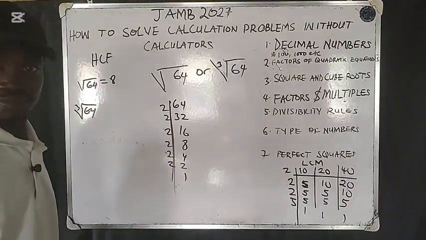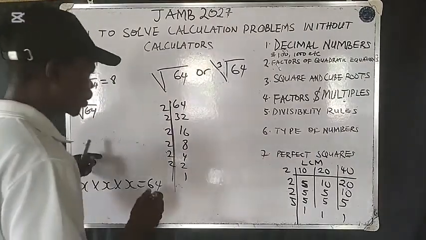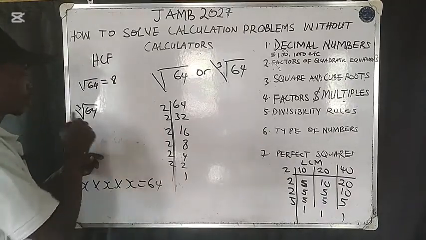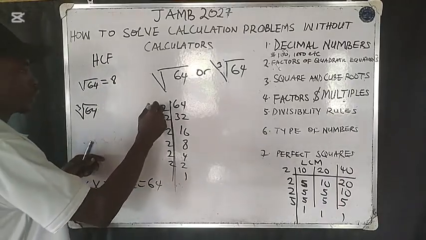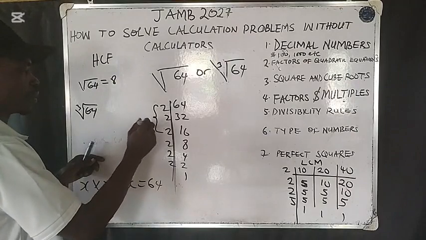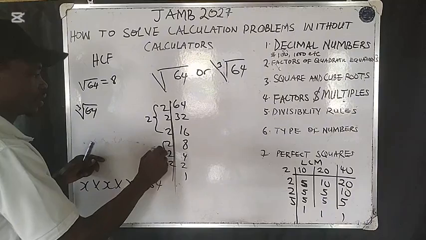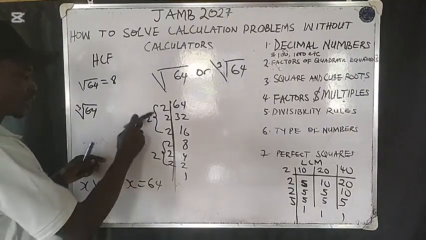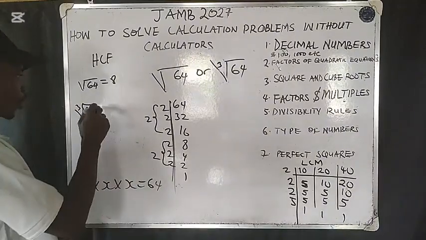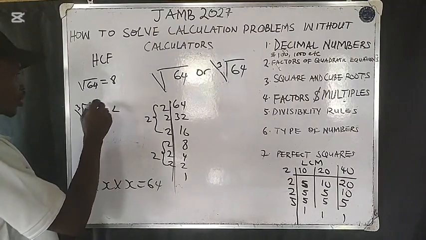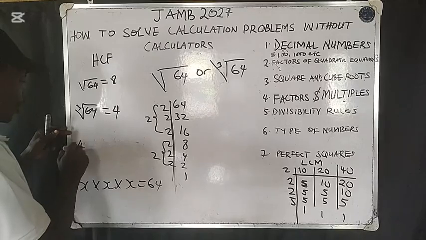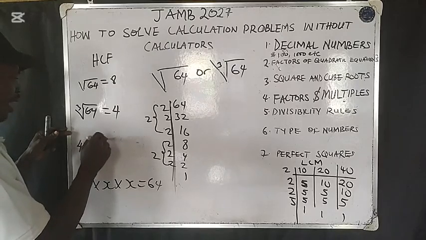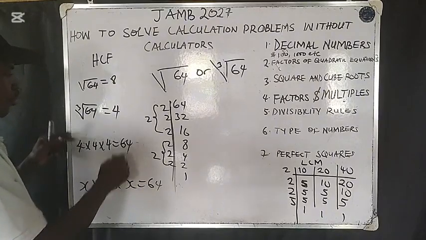So what you do is to group this number in threes because it is cube root, right? So you group it in threes. Number 1, number 2, 2 times 2, 4. So the cube root of 64 is 4, meaning 4 times 4 times 4 will give you 64.